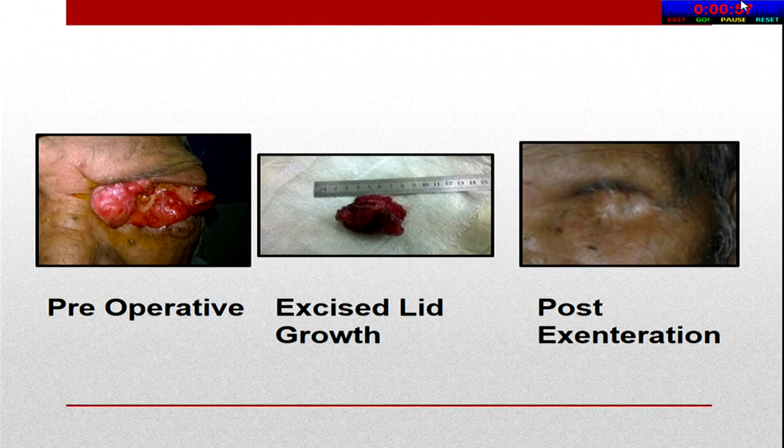Time up. And this is the post-exenteration. Oh, I can continue. Okay.